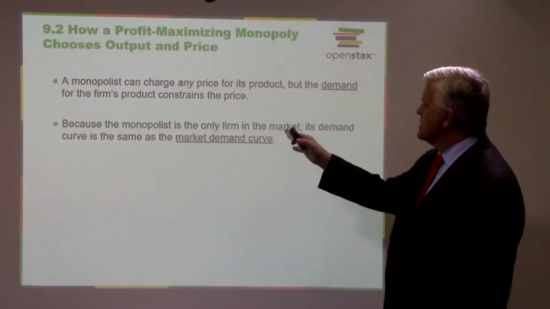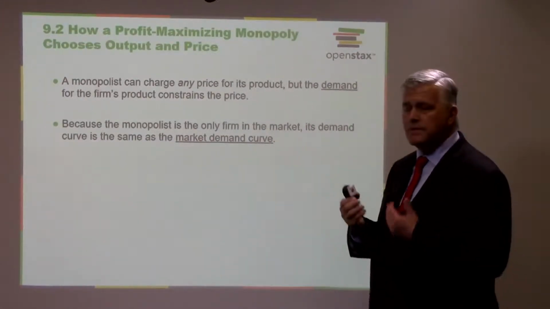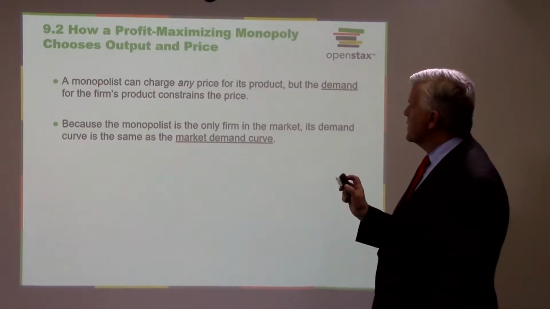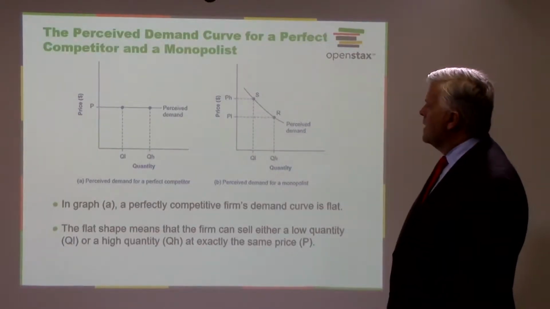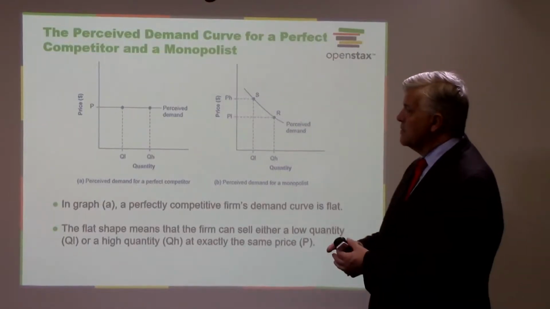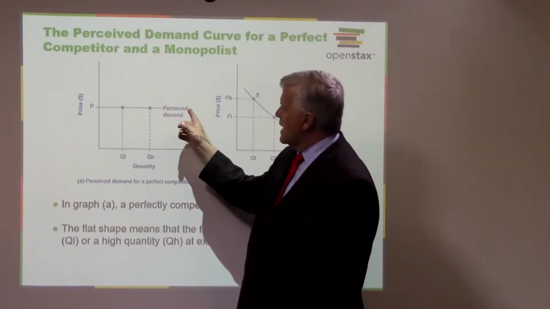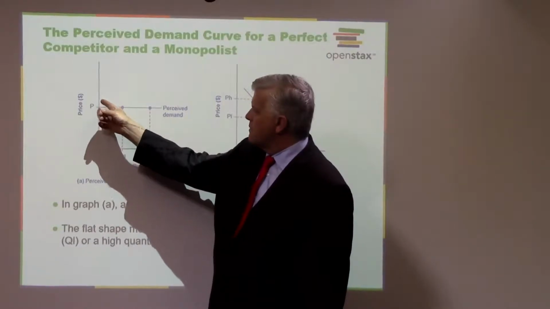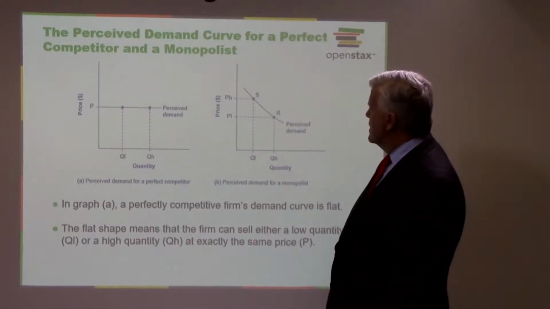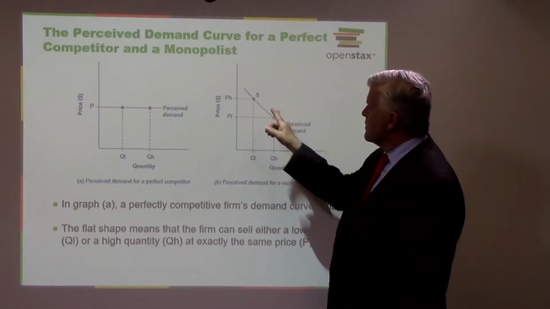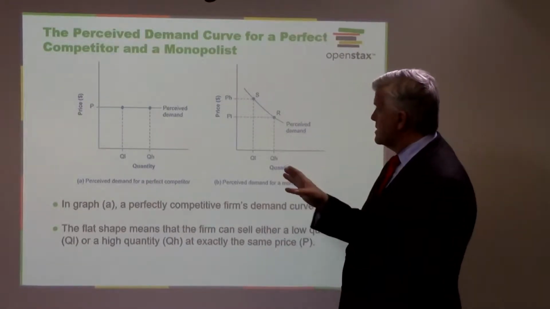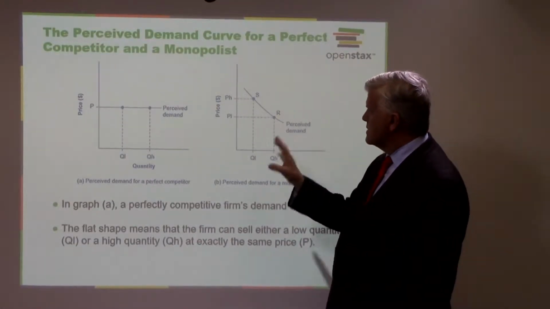Because the monopolist is the only firm in the market, its demand curve is really the same as the market demand curve. That's a very unique sort of aspect of monopoly power, right? On the left, what you have is a perceived demand curve for a perfectly competitive firm, and you can see it's perfectly elastic, meaning if the firm raises the price even by a little bit, it's going to lose all its sales. Now for the monopoly, that's not true, but increasing price can cost it some sales, not all the sales, but some, so it has to be careful that it prices appropriately.